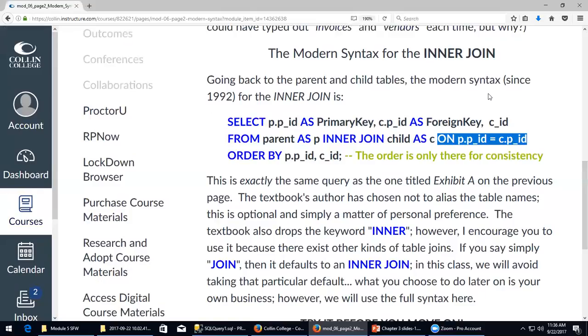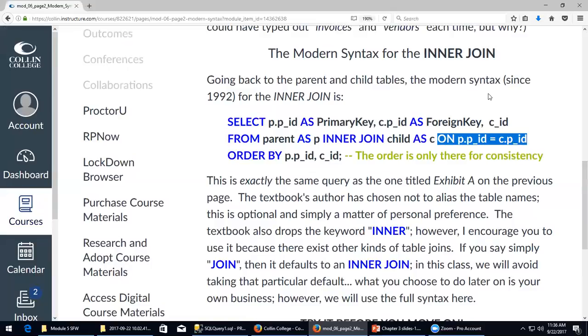Everything that is in the old syntax is still in the new syntax. All of the information from the old syntax is in the new syntax. There's nothing different about it. The only difference is that some people think this one is easier to read. Do you think it's easier to read? If you think so, fine. We will typically use this one unless I tell you to use the old syntax.